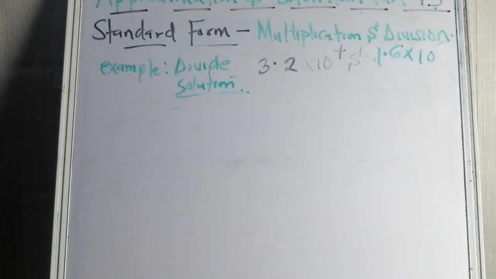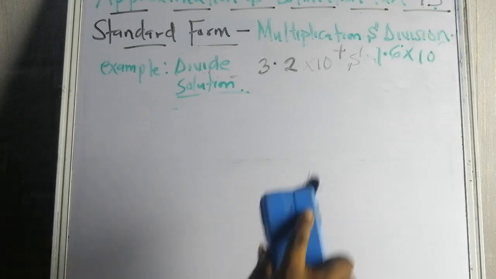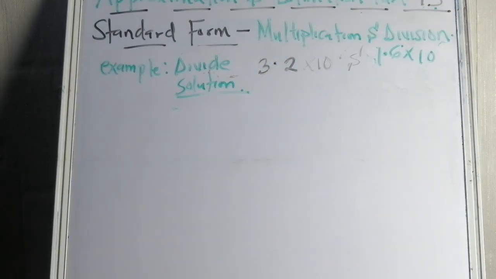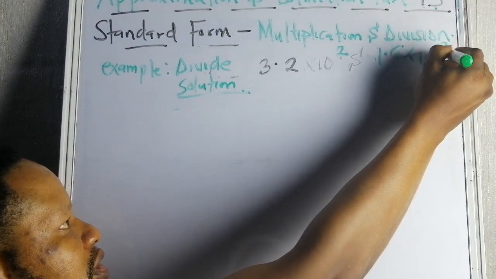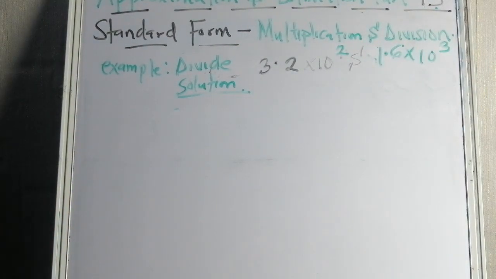So you can form any questions as much as you can if you understand exactly what the topic is all about. And that is why we are having these classes, because you can groom yourself and then end up being very good at mathematics. Let's assume this one is 2, and let's assume this one is 3. So the question says divide 3.2 times 10 raised to power 2 and 1.6 times 10 raised to power 3. The same thing applies.